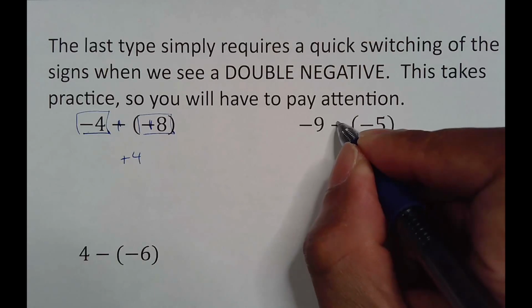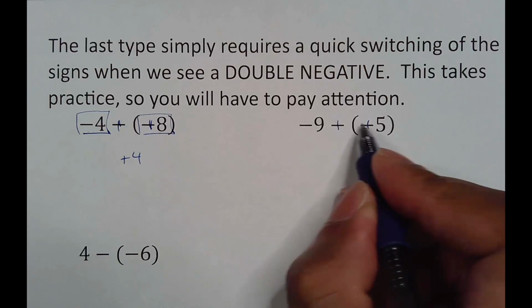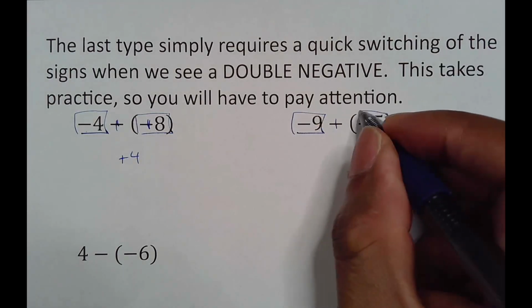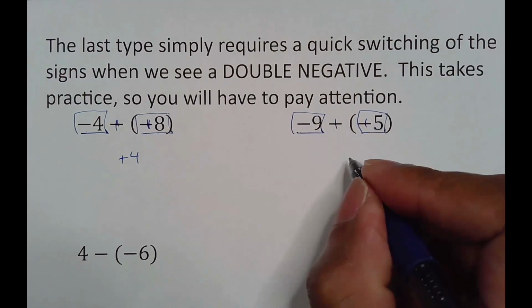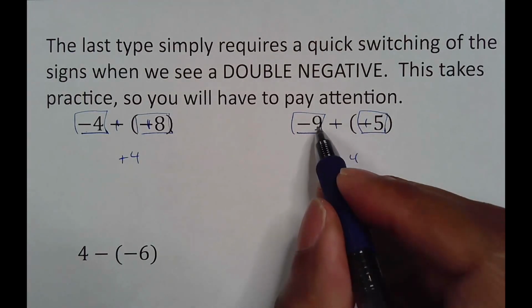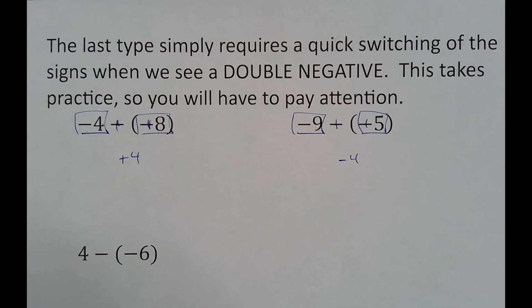Again, once I see the double negative, I switch this. You do not touch that. It's the 2 that are right next to each other. Once again, you have a negative 9 and a positive 5. The signs are different, so we subtract. Or you could say they scored 9, we scored 5, so who won by how much? 9 is bigger, so the sign is negative.